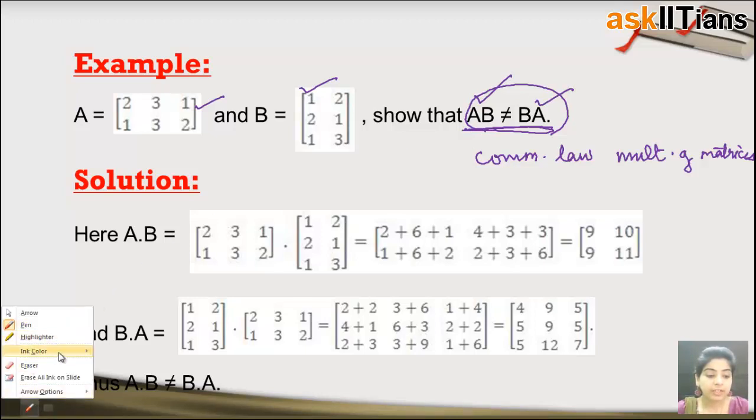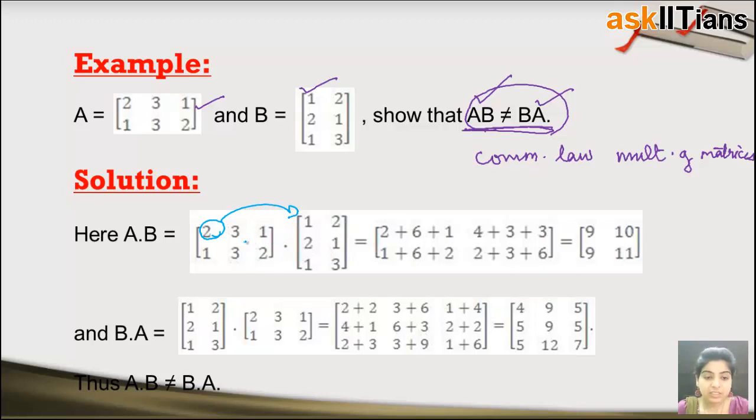So first of all, we find AB. The matrix AB is this element into this element plus this element into this element plus this element into this element. So we get it as 2 plus 6 plus 1. This will give us 9. Similarly, on similar lines, you will be able to find this matrix AB. Then we will find the matrix BA, which we get as this, and so we get the result that AB is not equal to BA.